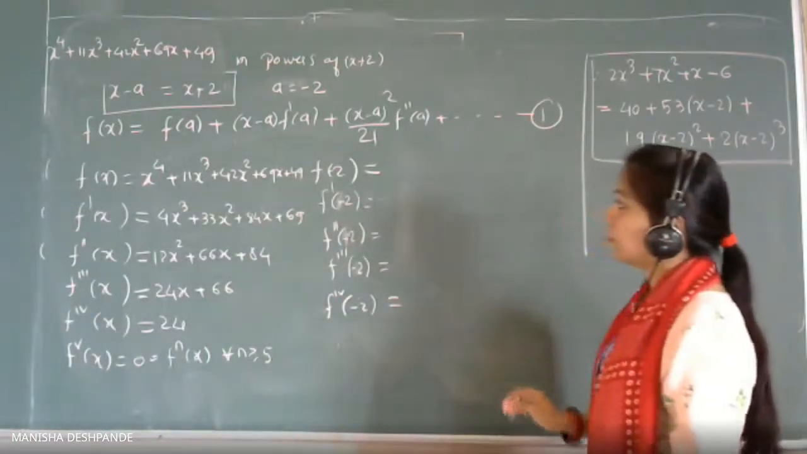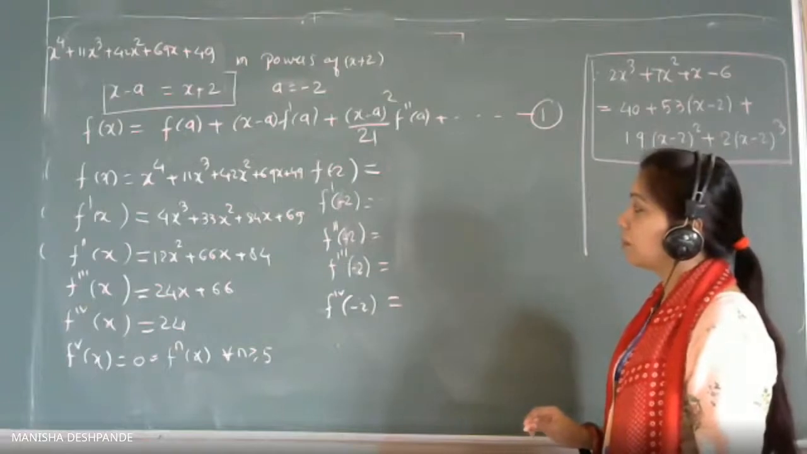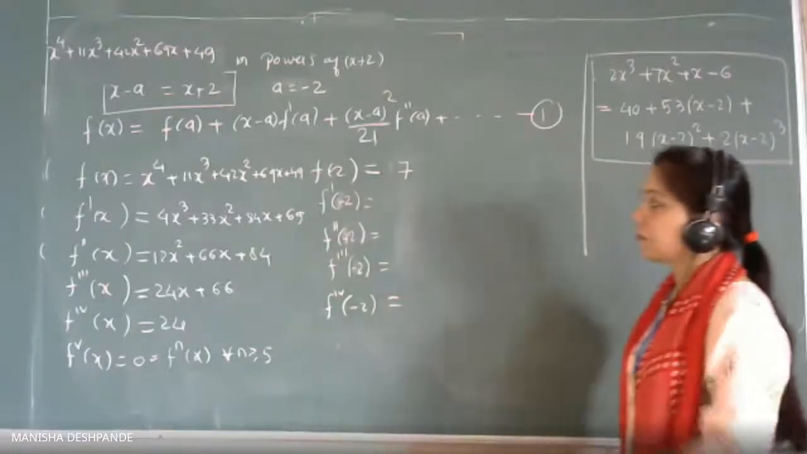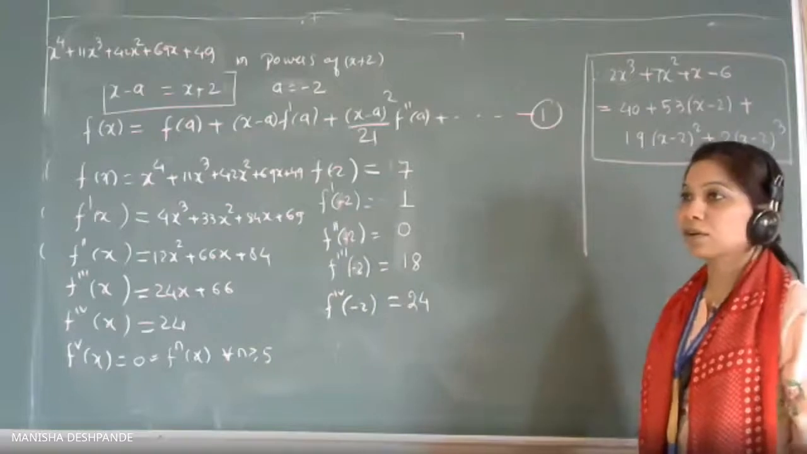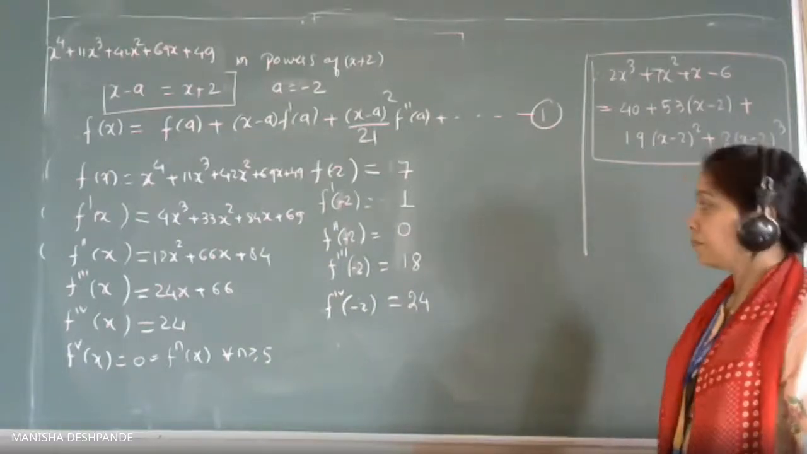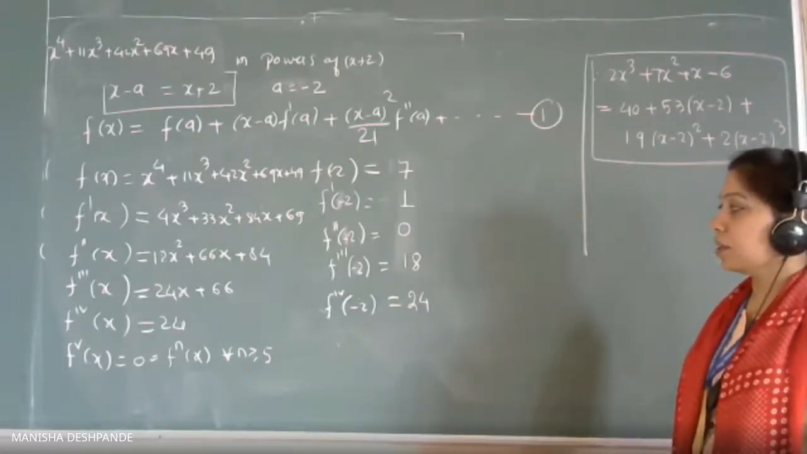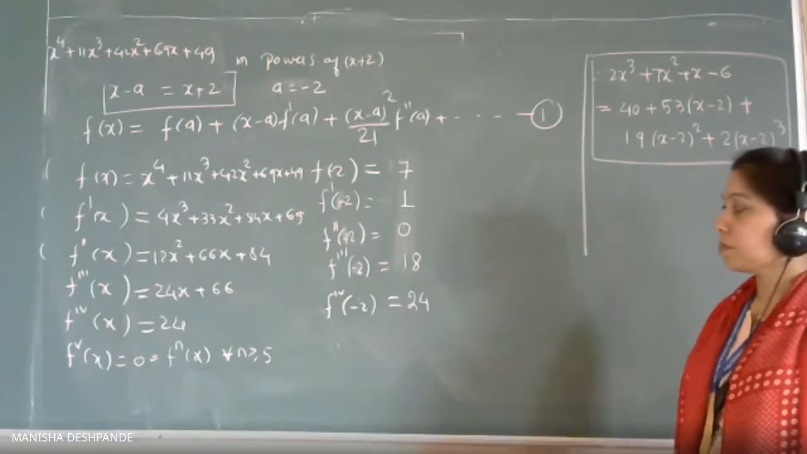Yes, who will tell me the first answer? Minus 2, 7. Then 1. Then 0. Then 18, 24. Just which one is 0? F triple dash is 18. Just check. Minus 48 plus 66, so it is 18. Well, now I'll write down the final answer.